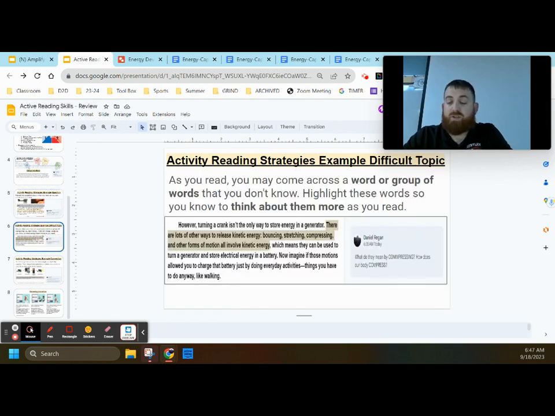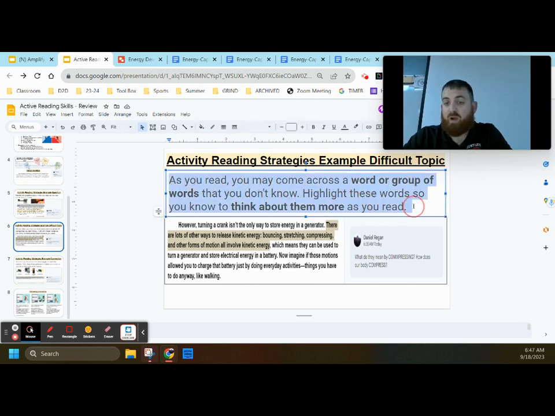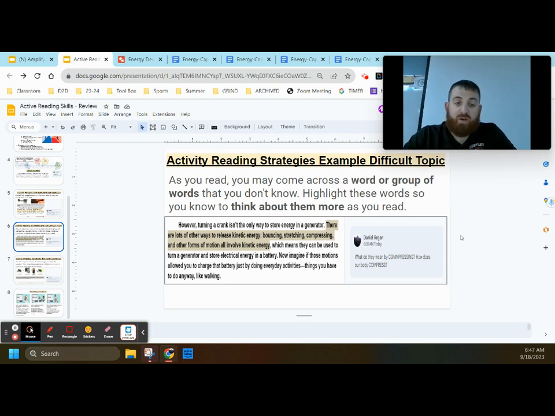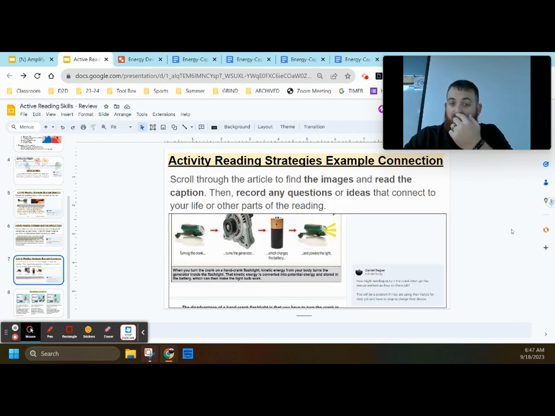Another active reading strategy and annotation we make is difficult topics and text. So as you're reading, you come across words or groups of words or ideas that you don't understand, you highlight them and you ask those questions or identify things like, I don't understand this. So for example, maybe you're reading about there are a lot of different ways to release kinetic energy. Bouncing, stretching, compressing, and other forms of motion all involve kinetic energy. And you're looking at this and thinking, what do they mean by compressing? What does compressing mean? How does our body compress? And that idea can be something that we come back to in a discussion or a question that we get answered down the road.